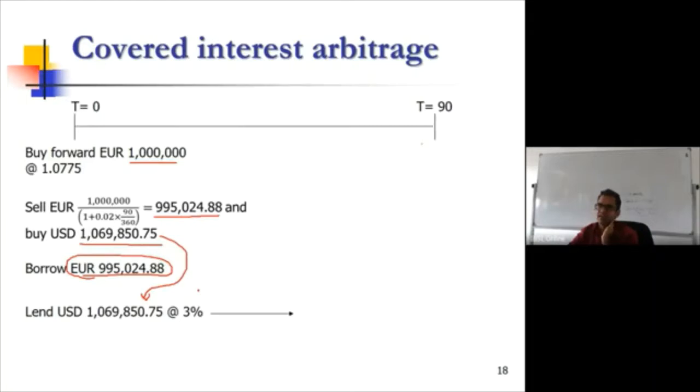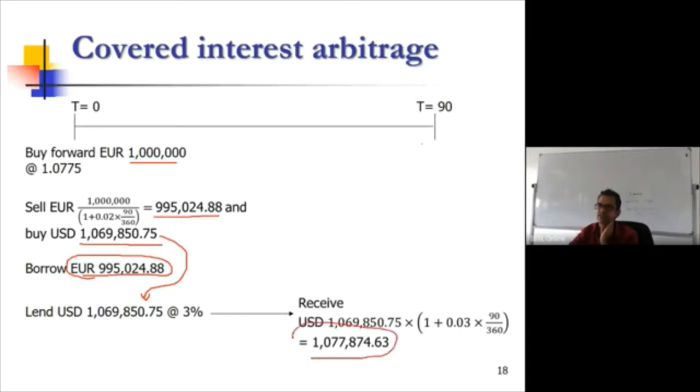So in 90 days, what would happen? You get principal and interest on these dollars. You know how to calculate that. This is the principal amount, this is the interest rate, and it's only for 90 days. You receive this much of dollars.